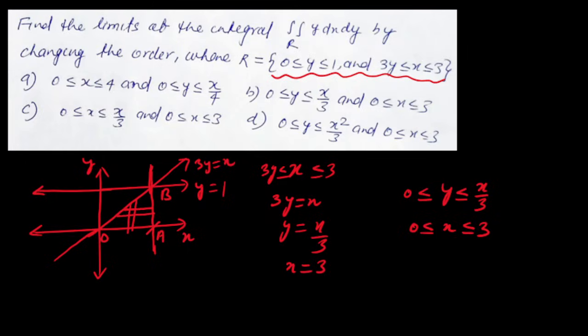So do we have any such option? y varying from 0 to x by 3 and x varying from 0 to 3. So I think option B would be correct here. I hope you are getting it. So what I have done is drawn the region, and this is the limit of x. You can see that the limit of x is given in terms of y, which means they have taken the horizontal strip, and the limit of y is constant, right? So the horizontal strip should be changed to a vertical strip, which means we have to take the limit of y.